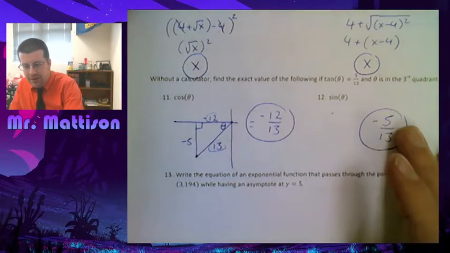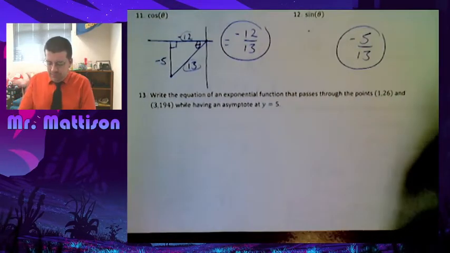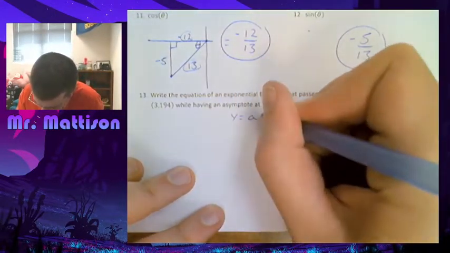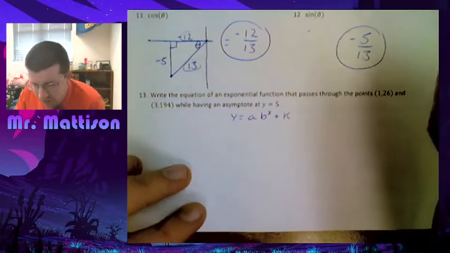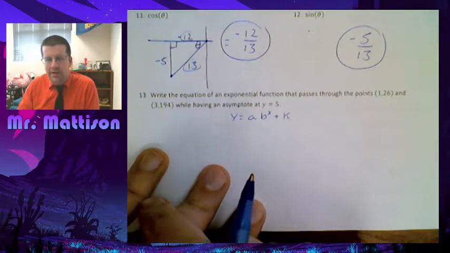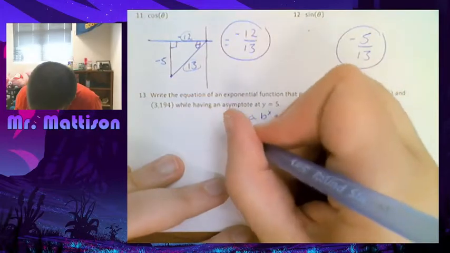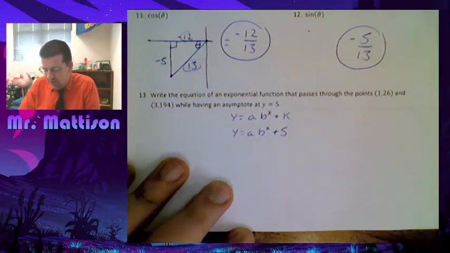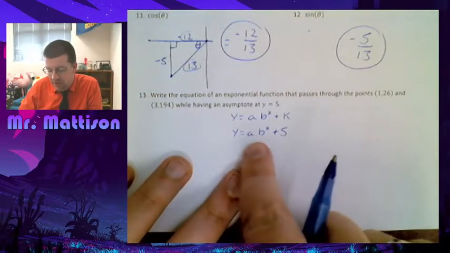All right, down to 13. There are a few ways that we can approach this. But we know our base form is going to be y equals a b to the x plus c, or k. I'll just use k because it's the value we've been using. So k I know has to be 5 because the entire graph is shifted up 5. That's where my horizontal asymptote is. So I'm going to have y equals a b to the x plus 5. Now to find a and b, I really need a system because I have two variables that I'm solving.